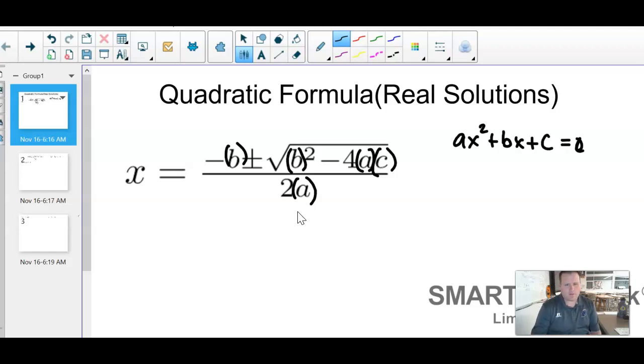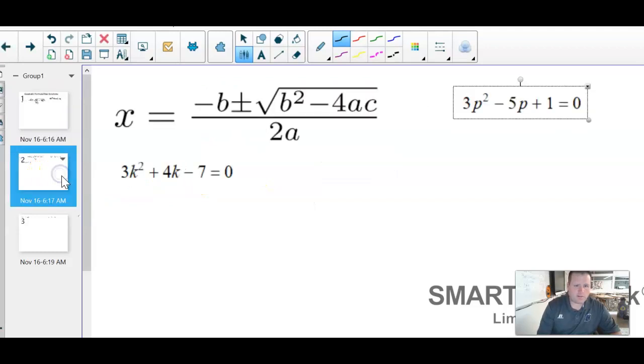We did talk about our discriminant. If you guys notice, that discriminant's in this middle part. If I were you guys, I would find your discriminant first. I just think it makes it that much easier every single time. So let's look at a couple of examples here that we've got.